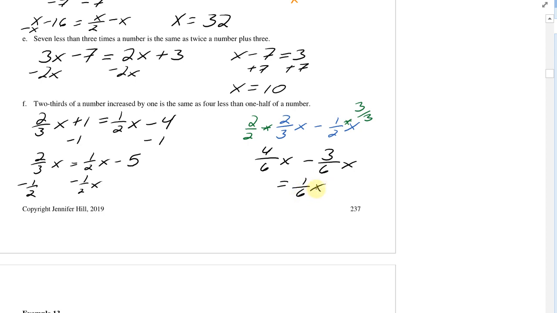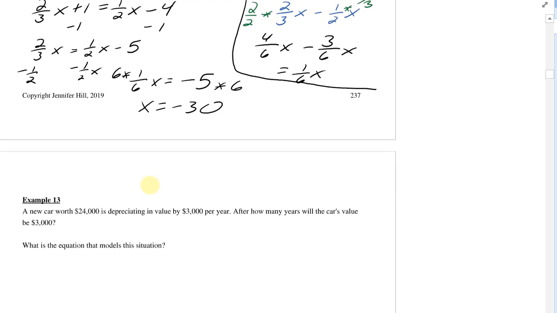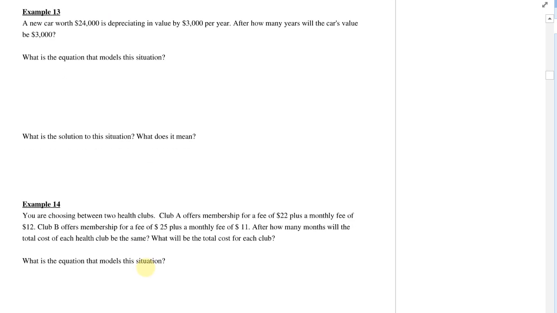Okay. Whew, I know it's a lot of work, right? So I'm going to kind of sanction that off over there. So now what I get over here is this becomes 1/6 x equals -5, and now we're in the home stretch. How do I finish this? Well, I'll multiply each side by 6 to get rid of the fractions, and I get x equals -30. Okay, great. So now, let's move on to these next two examples.